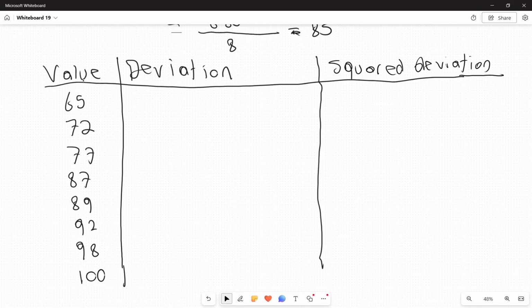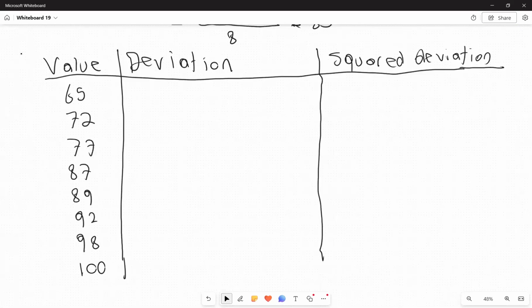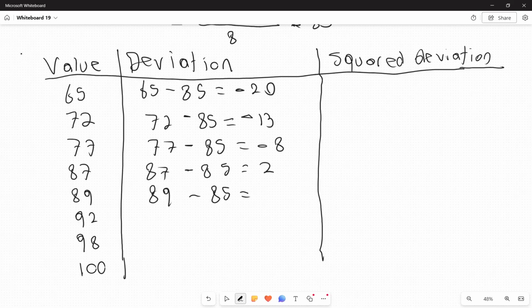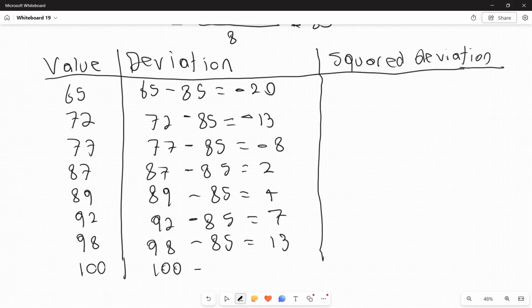The deviation is the data value minus the mean. The mean is 85, so we subtract 85 from each data value. 72 minus 85 is negative 13. 77 minus 85 is negative 8. 87 minus 85 is 2. 89 minus 85 is 4. 92 minus 85 is 7. 98 minus 85 is 13. And 100 minus 85 is 15.